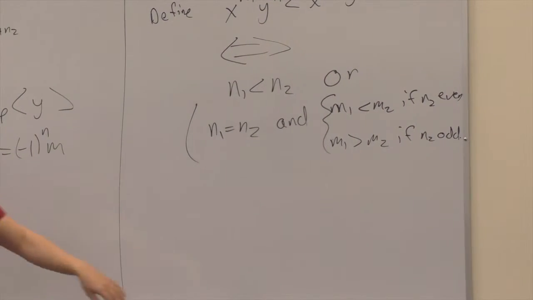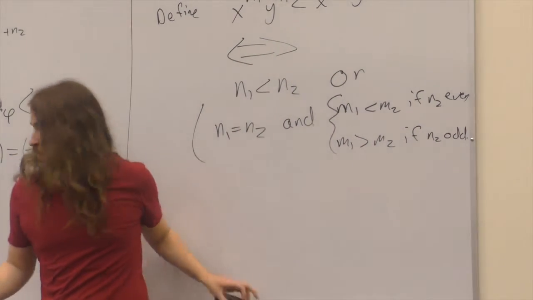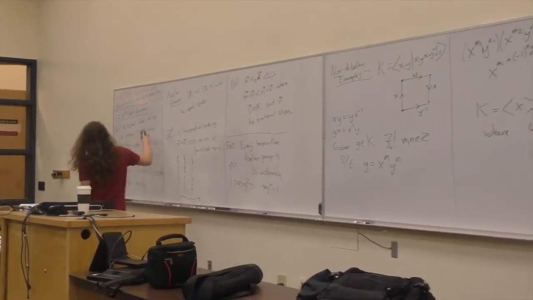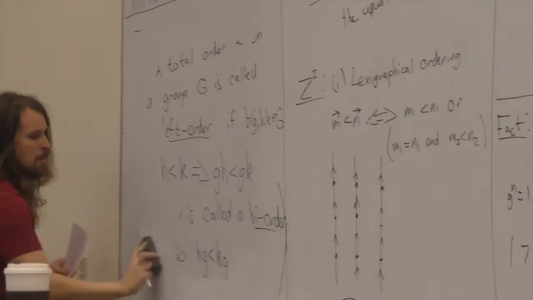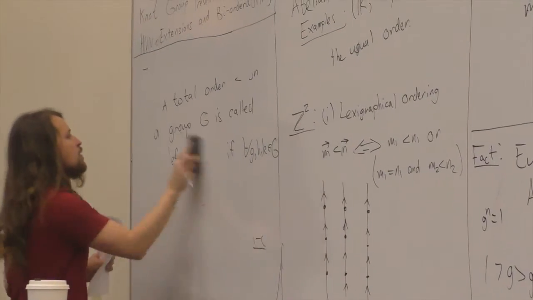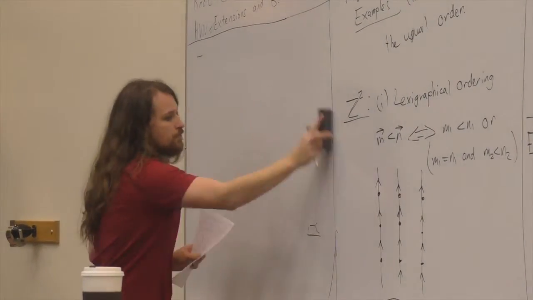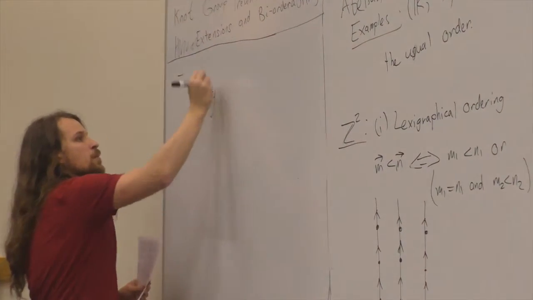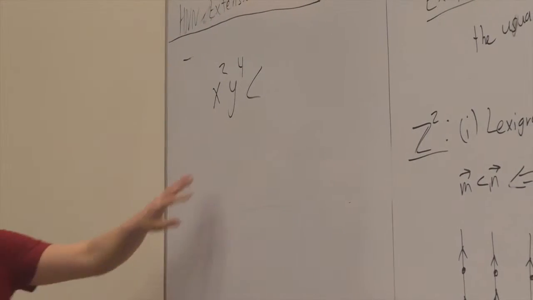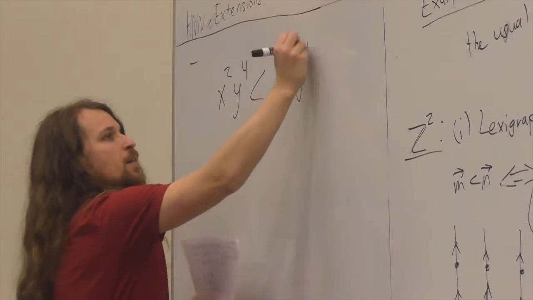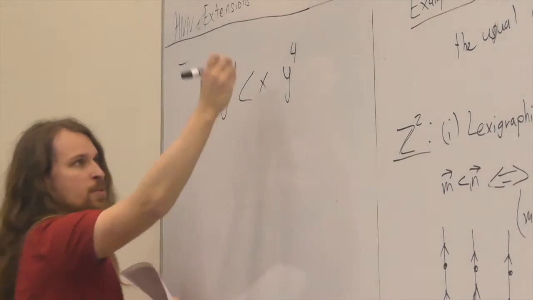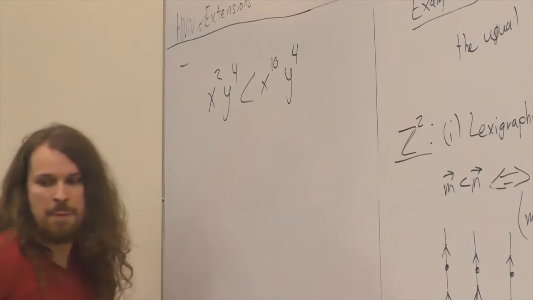So the reason why you want to define something like this is maybe I'll do a quick example with specific group elements. Okay. So if we have an even power on y, basically anything bigger than squared here, this will be a bigger group element. So maybe 10.